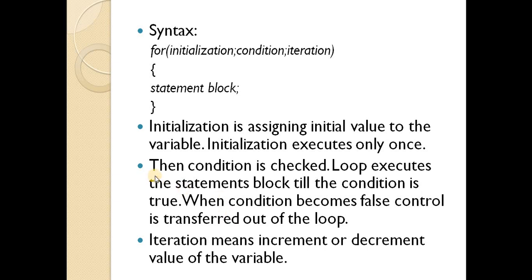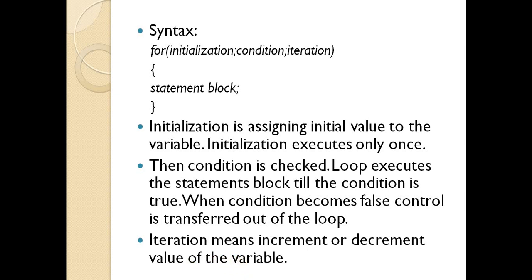Then after initializing, the condition is checked. Loop executes the statement block till the condition is true. When the condition becomes false, control is transferred out of the loop. So it will execute till the time the condition is true, and if it is false, it comes out of the loop. Iteration means increment or decrement value of the variable.